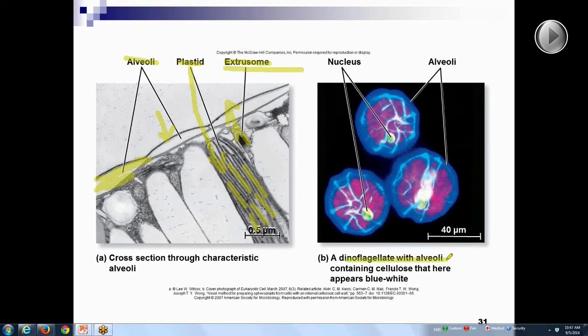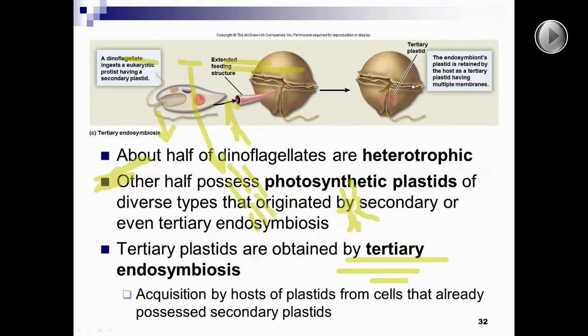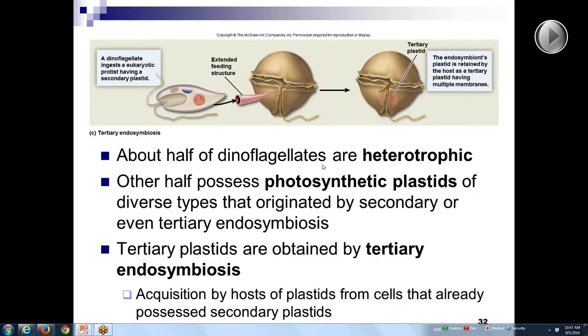Here's a dinoflagellate with the alveoli containing cellulose that appears blue-white. So we have these blue-white structures here containing cellulose, which form the periphery of the alveoli. Okay? So there are some really neat members here. You can see some of their neat structures, and we'll get to those in just a little bit.